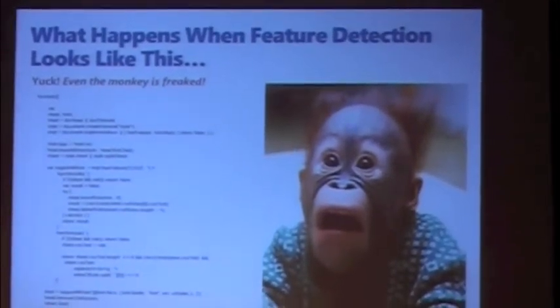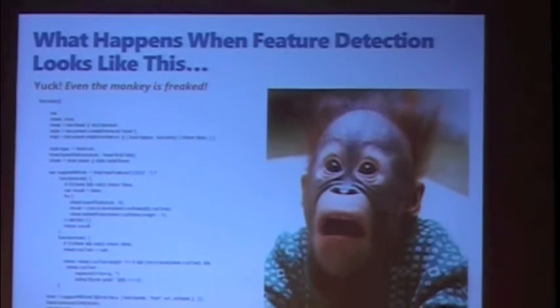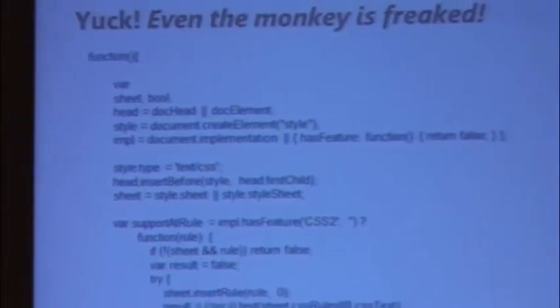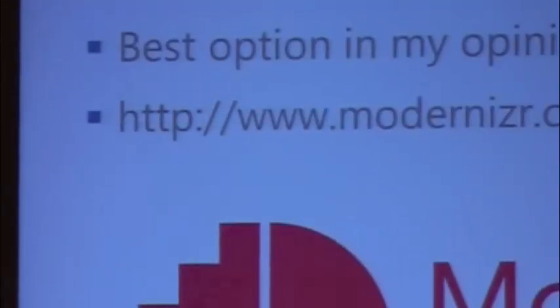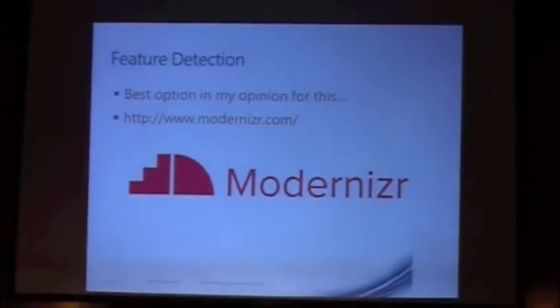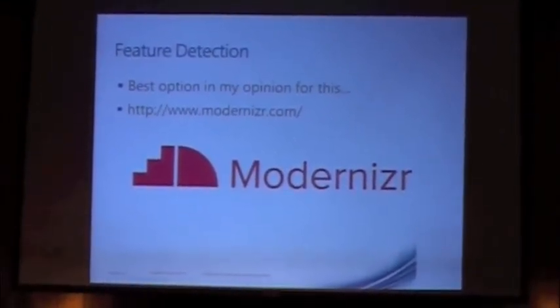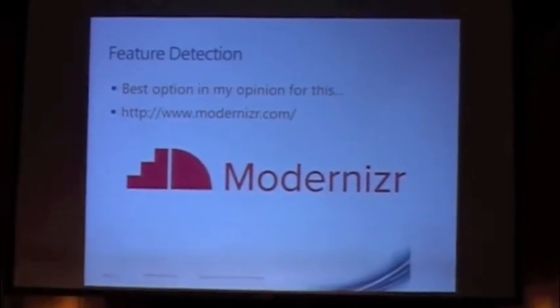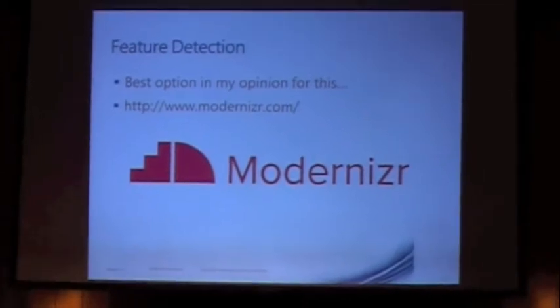Now, obviously there are multiple ways to do feature detection. And this is actually a very legitimate way to do feature detection. But it looks like so many lines of code, even the monkey will freak out, right? So is there any better way of doing it? Let's take a look. The good thing is we have Modernizr. How many of you have heard about Modernizr? Very good. In my opinion, Modernizr is one of the best ways to do feature detection. And it's free, it's open source, freely downloadable, right? Just go to the site to download.